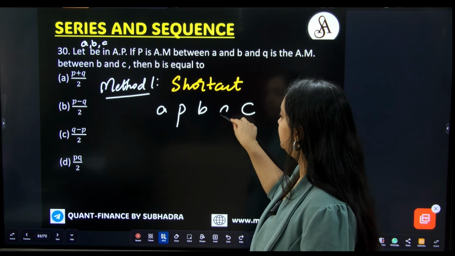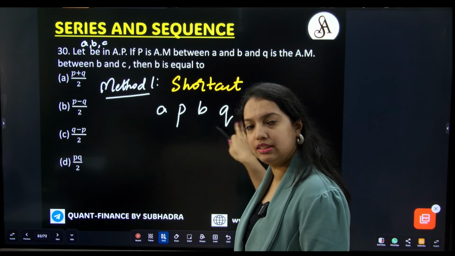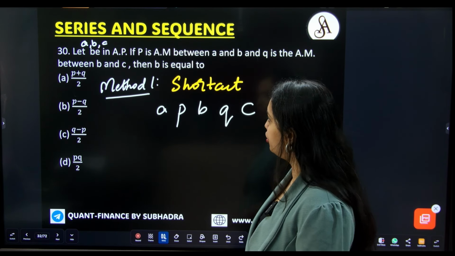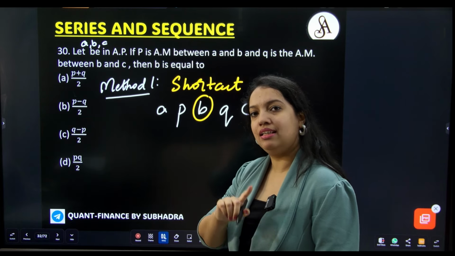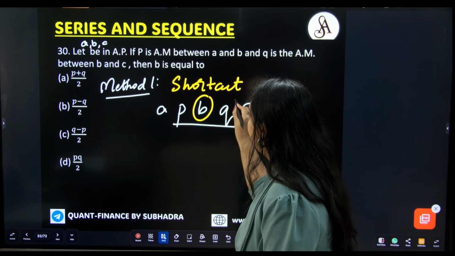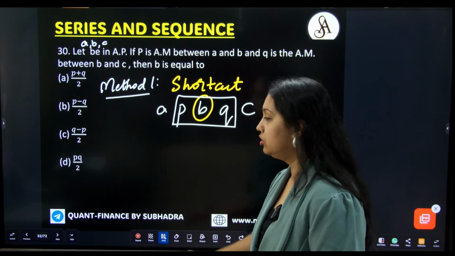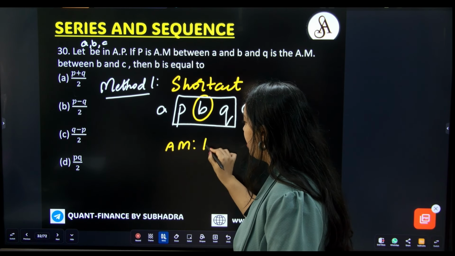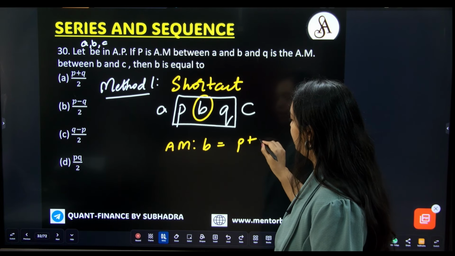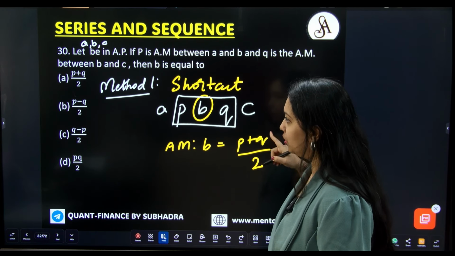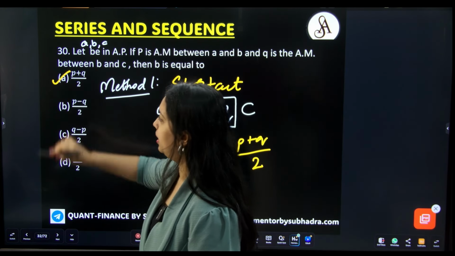So between B and C, Q is the arithmetic mean. This is how the terms of the progression would look. What is the value of B? Now B can be called the arithmetic mean between P and Q. So how do you calculate the arithmetic mean B value? This plus this divided by 2, P plus Q divided by 2. So the correct answer for this is option A.